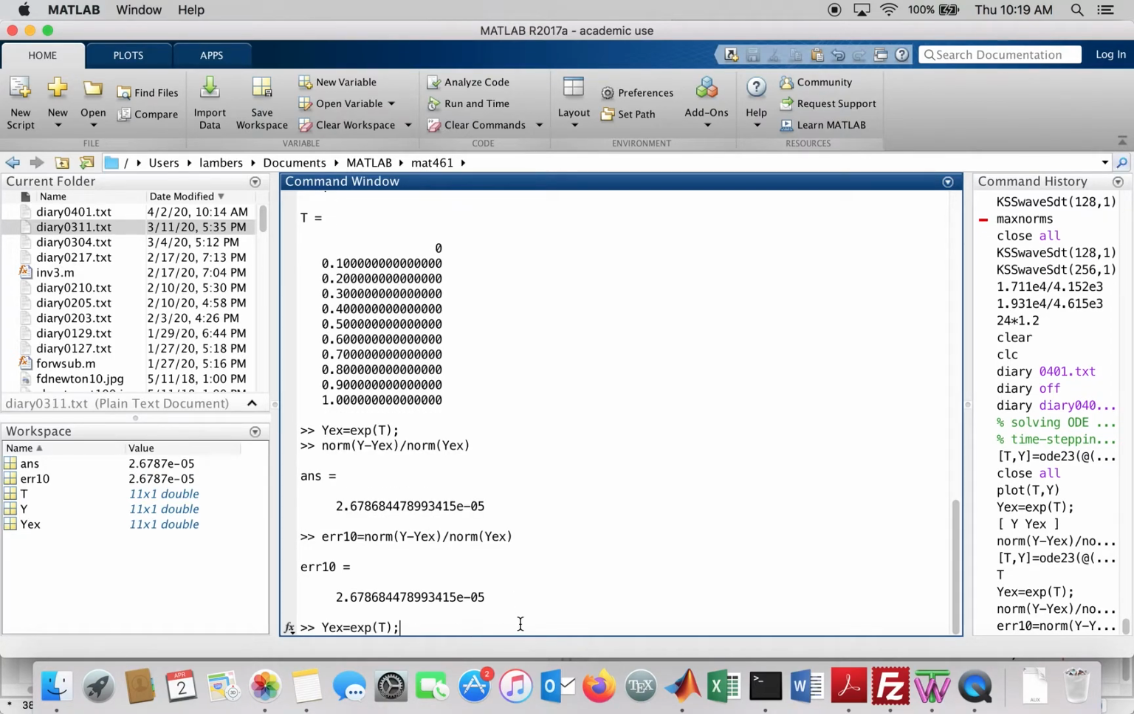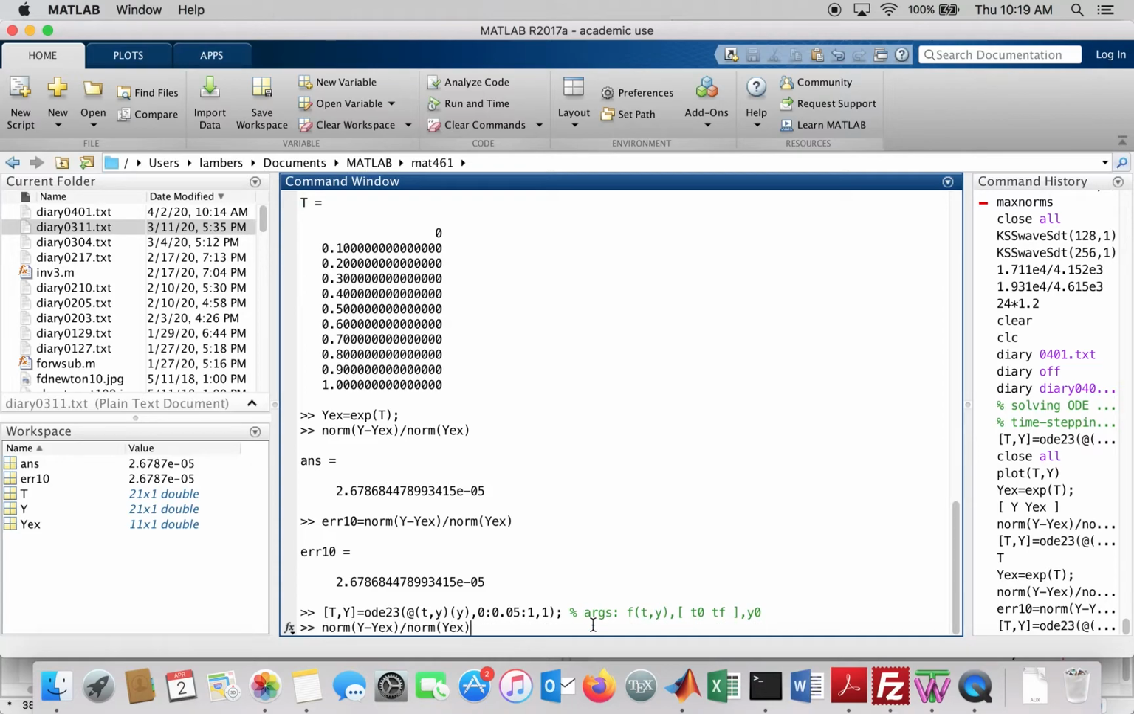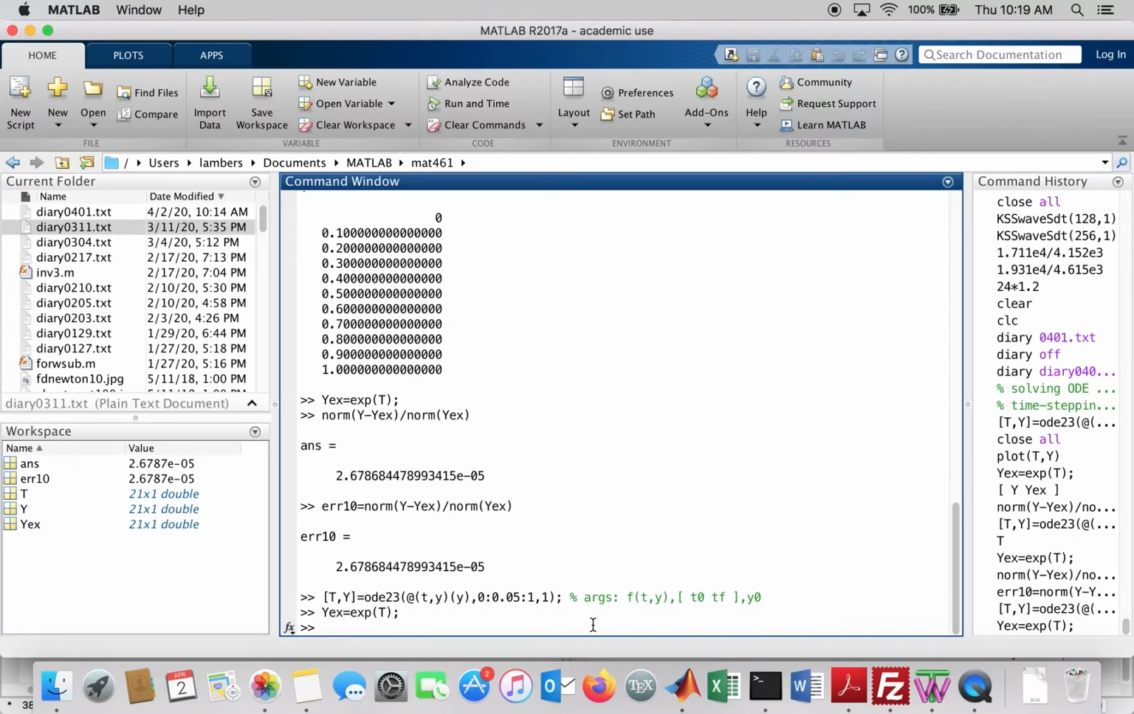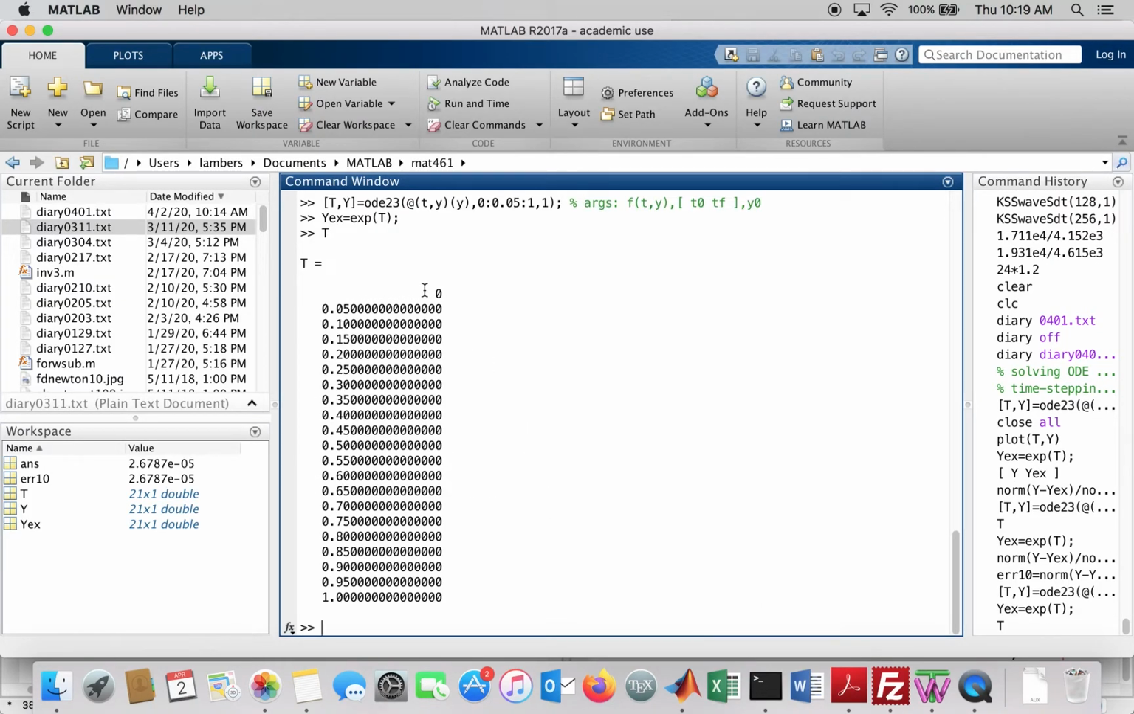Because now I'm going to solve it again, but I want to use half the spacing. So it'll be 20 time steps altogether. Then I'll substitute the exact solution at these t values. So we look at the time values: it's 0 to 1 with spacing of 0.05, just like I wanted. And now I will compute the error again for 20 time steps.